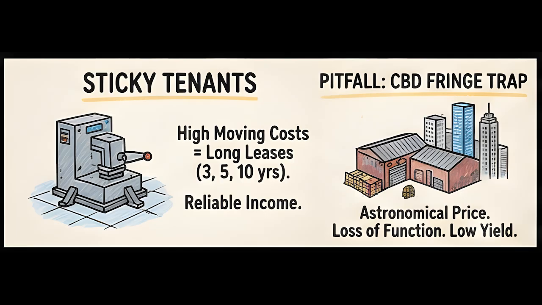Tenant profile and stability. Industrial leases are often longer, 3 years, 5 years, sometimes 10 years with options. The tenant is usually a business that has sunk significant capital into machinery, fit-out, and logistics setup. Moving is an astronomical cost and hassle. This creates sticky tenants and reliable, long-term income.